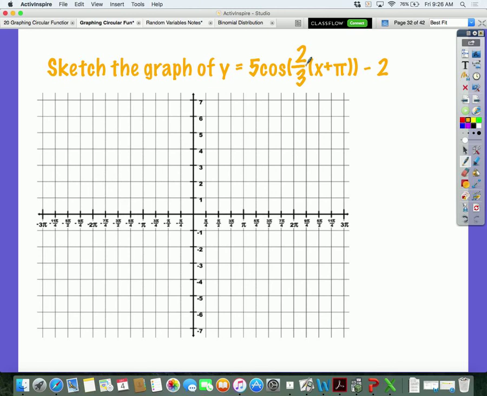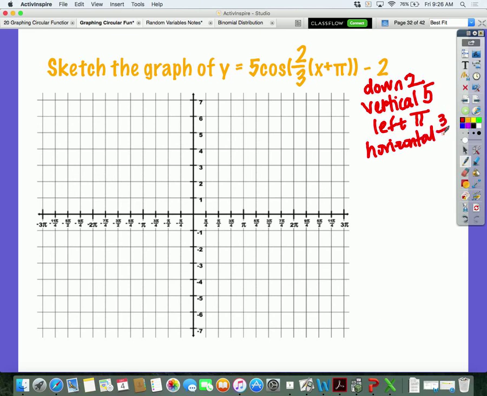Let's figure out all the things that are happening to this graph. First, it's a cosine, but it's going down by 2. Vertical stretch of 5, so the amplitude is 5, basically being stretched vertically by 5. What else? Translation to the left by pi units. Then the 2/3 means a horizontal stretch by 3 halves. So if it asks you to describe the transformations, that's what you would put.